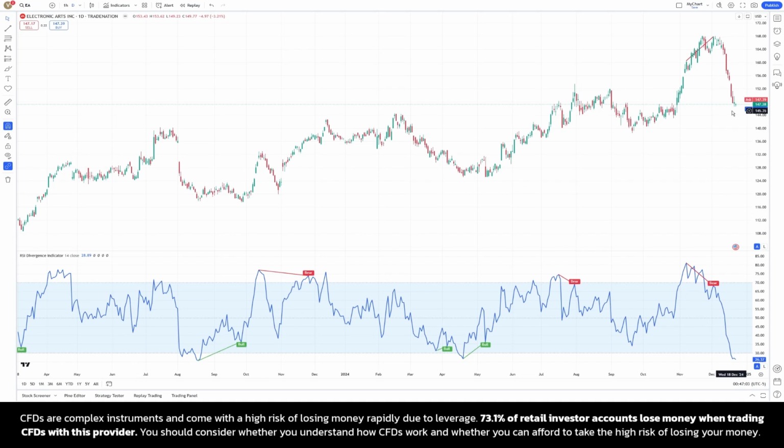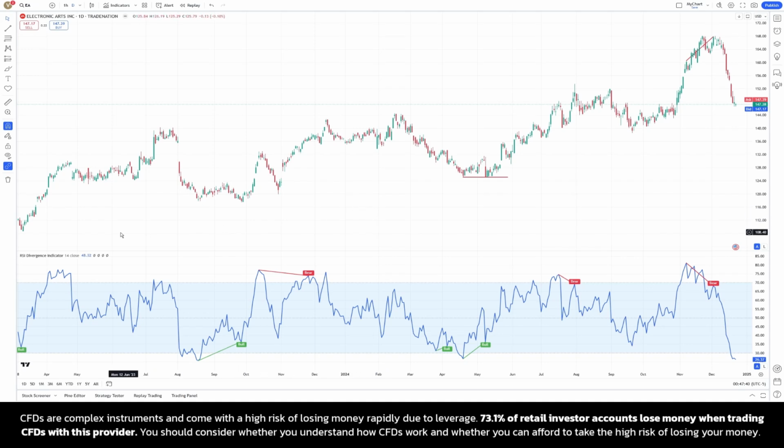The RSI Divergence Indicator provides clear visual cues, making it easier to recognize these divergences in real time. When a bullish divergence is detected, it often signals a buying opportunity, especially if the divergence occurs at a significant support level. Conversely, when a bearish divergence appears, it may indicate a selling opportunity, particularly if the divergence aligns with a resistance level. These signals help traders anticipate potential turning points and adjust their positions accordingly.